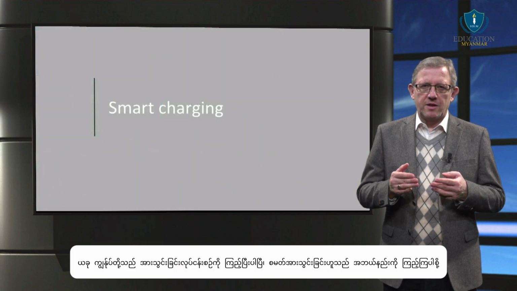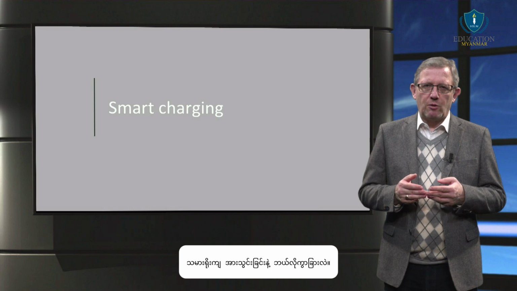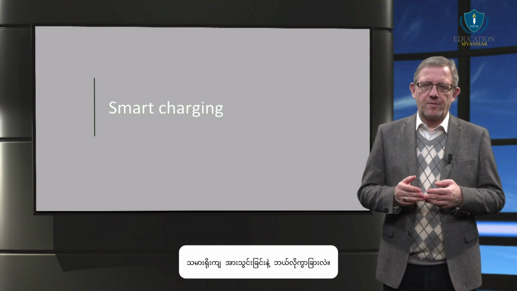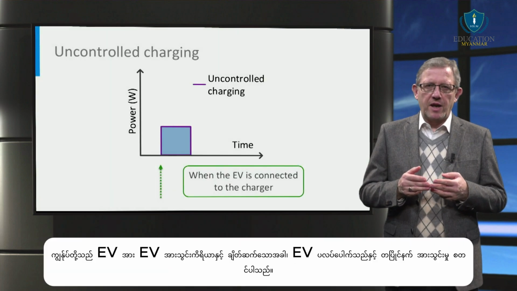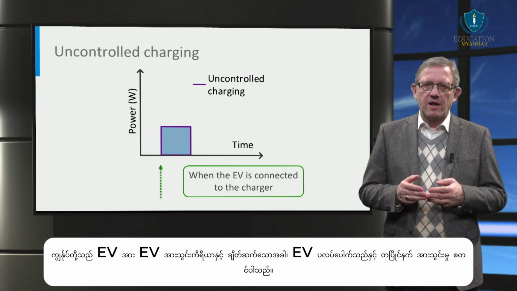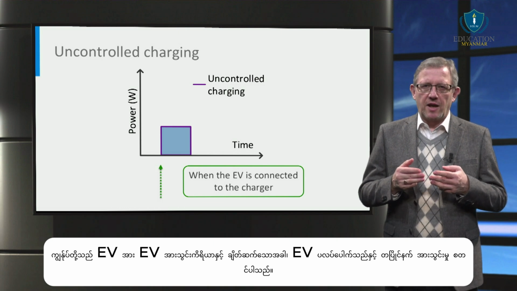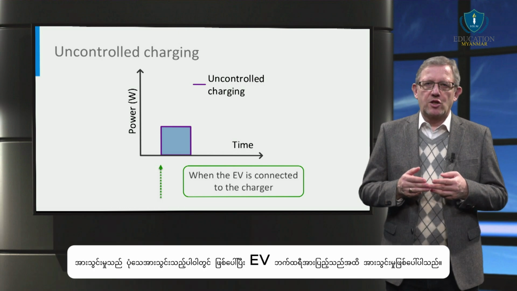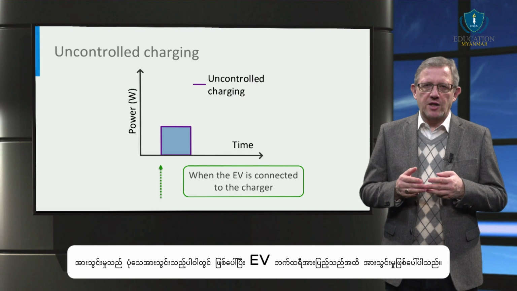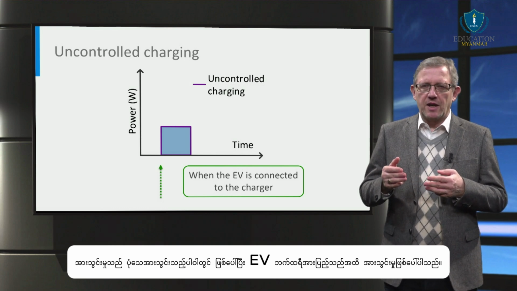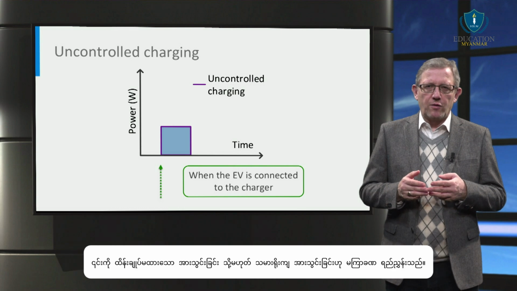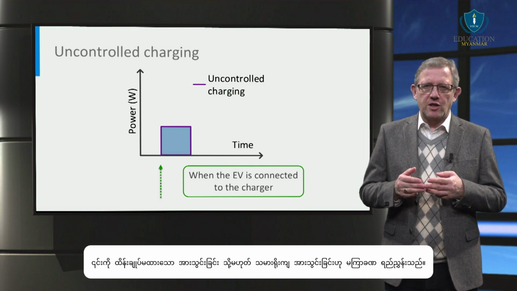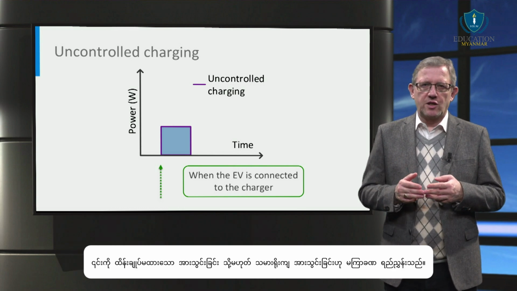Now that we have looked at the charging process, let us now see what is smart charging and how it is different from the conventional charging. When we connect an electric vehicle to an EV charger, charging starts as soon as the electric vehicle is plugged in. The charging occurs at a fixed charging power, and the charging occurs till the electric vehicle battery is full. This is often referred to as uncontrolled charging or conventional charging.